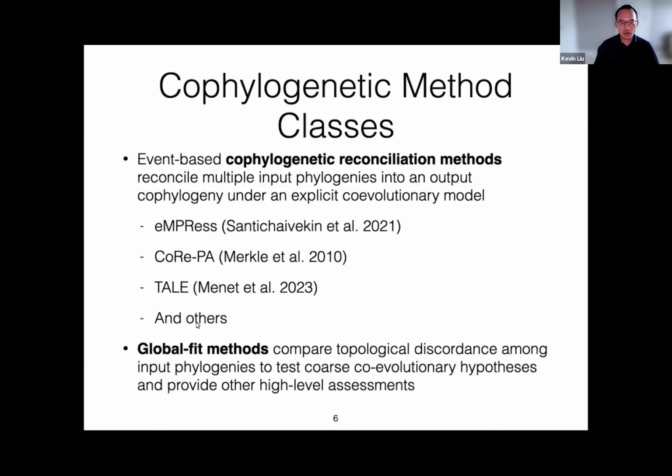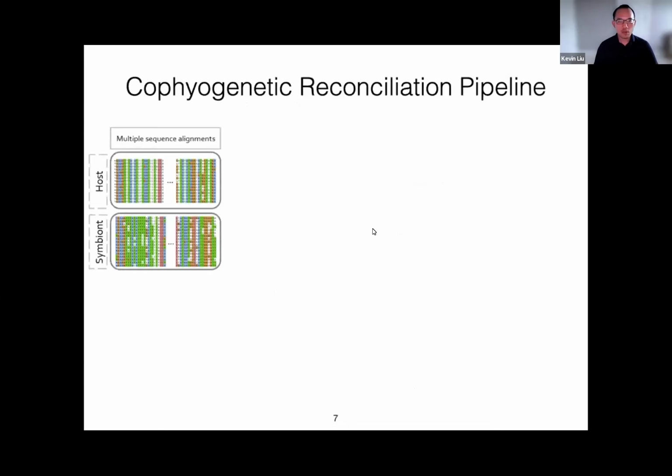In addition to this, there are so-called global fit methods, which really are trying to just at a more high level test a hypothesis about coevolution, as well as other high-level assessments. We'll mostly be, or actually entirely be focused on these cophylogenetic reconciliation methods today.